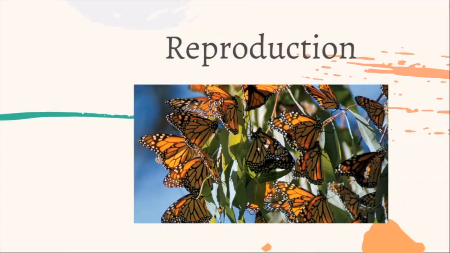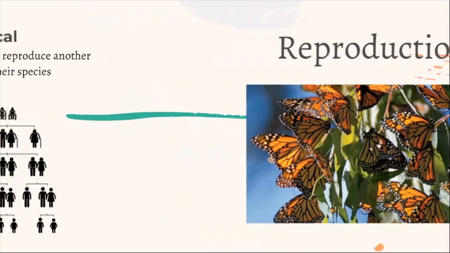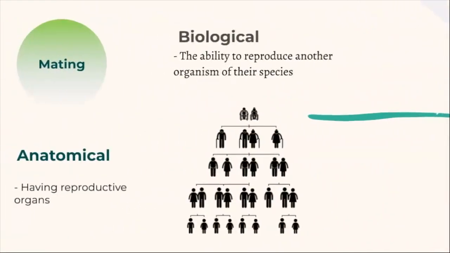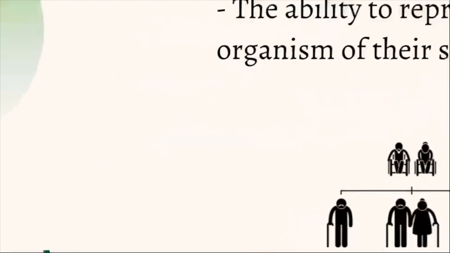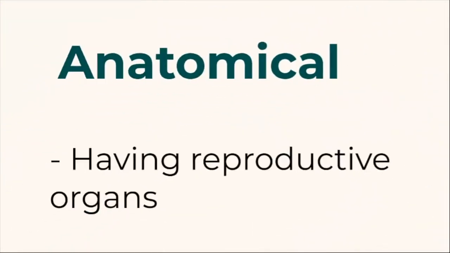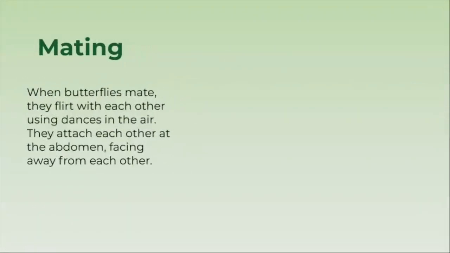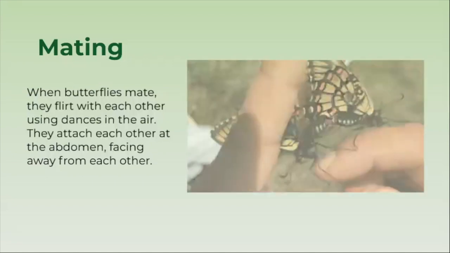A sign of life for all living organisms is reproduction. Biologically, this is just the ability to reproduce another organism of their species so they can pass down their traits to future generations. Anatomically, this means having reproductive organs. When butterflies mate, they flirt with each other and dance in the air. When they do decide to mate, they attach to each other at the abdomen, facing away from each other.